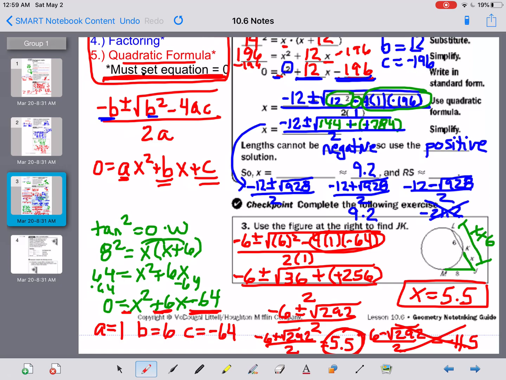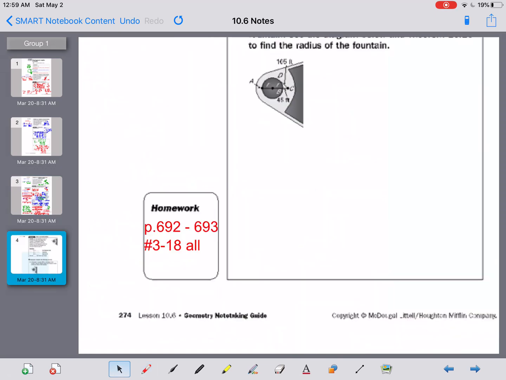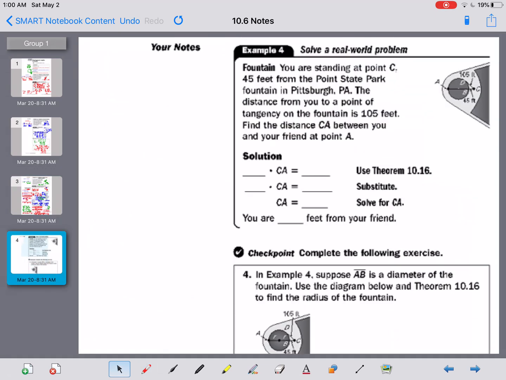Little story problem for us here. It says you're standing at point C, which is 45 feet from the Point State Park fountain in Pittsburgh, Pennsylvania, so I'm outside this fountain. And the distance from you to a point of tangency on the fountain is 105 feet. So that's what I see here. This is 105 out here.